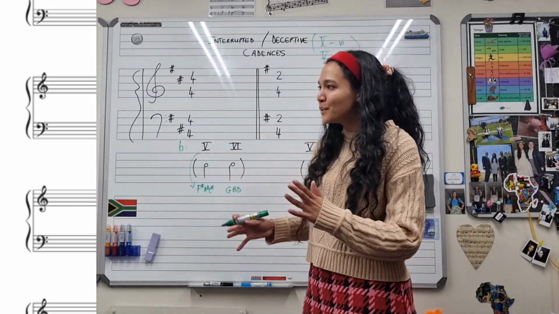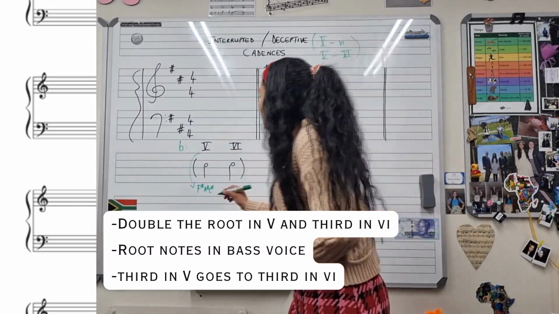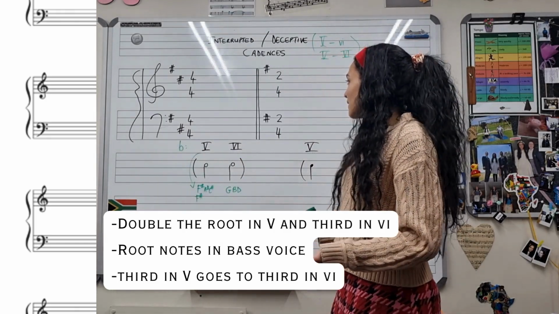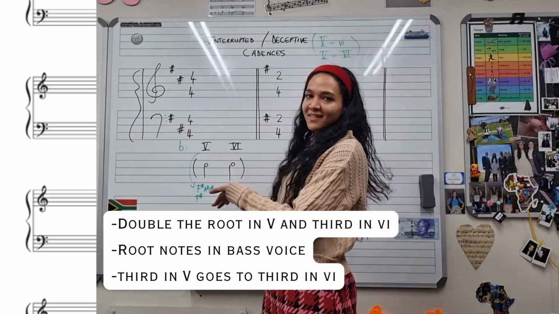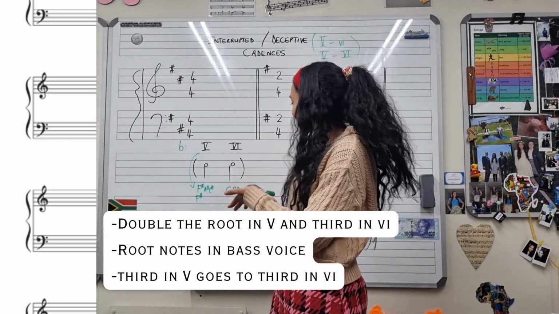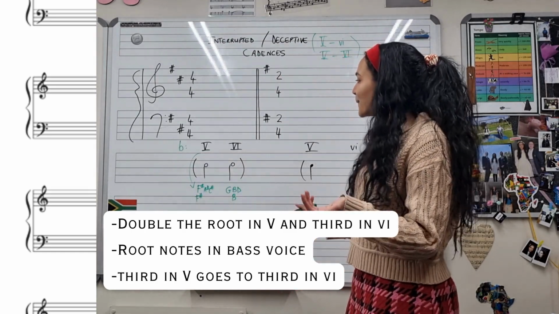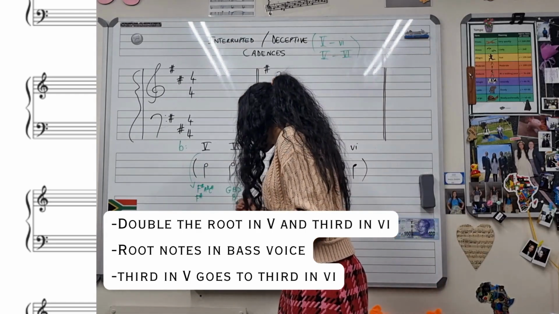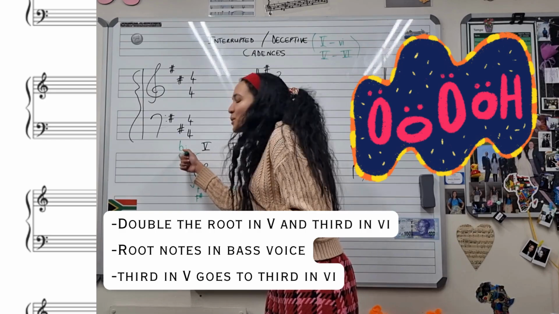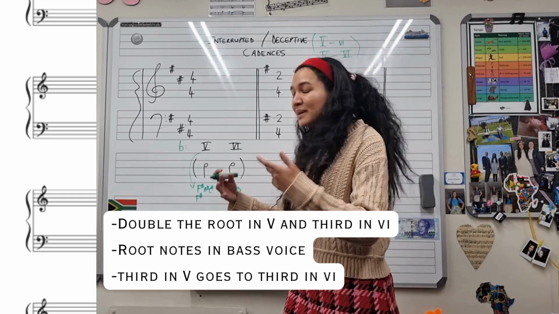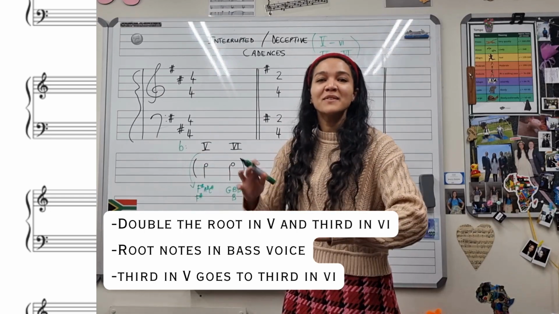So now, rules. We're going to double the root in the dominant, so F sharp. But we are going to double the third in the submedian triad. So why are we going to do that? Well, you see this B and you see this B? Ooh, B is actually the tonic of our whole key. Our whole B minor surrounds itself with B.